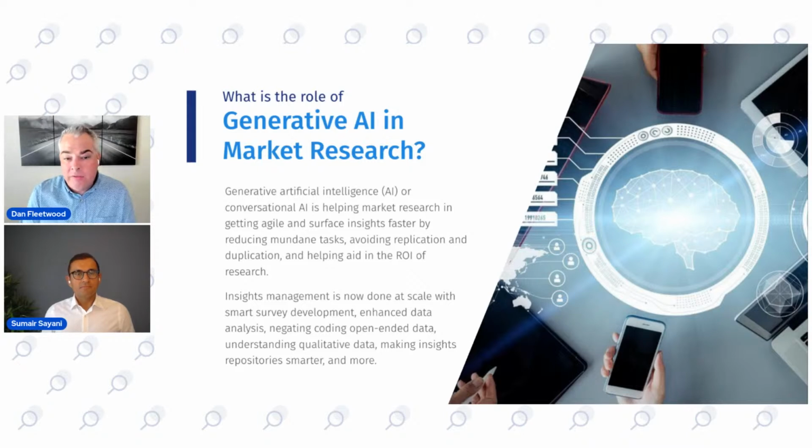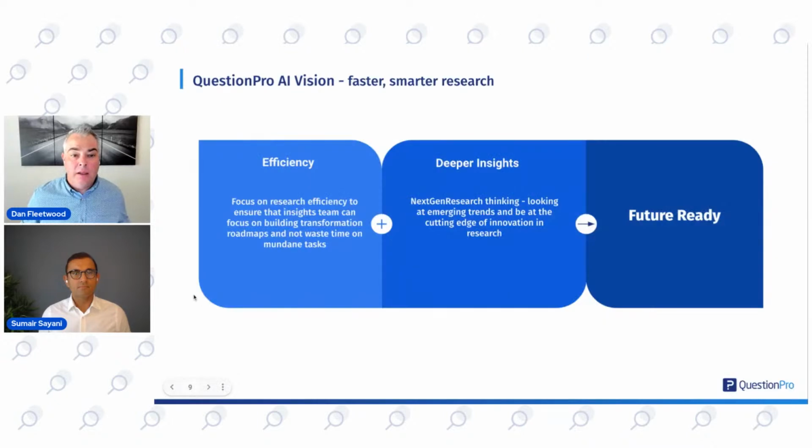So really what we think, generative AI or artificial intelligence obviously, is more about helping market research get agile and surface insights faster by reducing the mundane tasks. And Samir will cover this in a minute, around just how much time savings there can be by leveraging a lot of these AI capabilities, and now done at scale. So everything from smart survey development, to data, to coding open ends, to making repositories smarter, all can be done with generative AI. And Samir, I'll let you take it away.